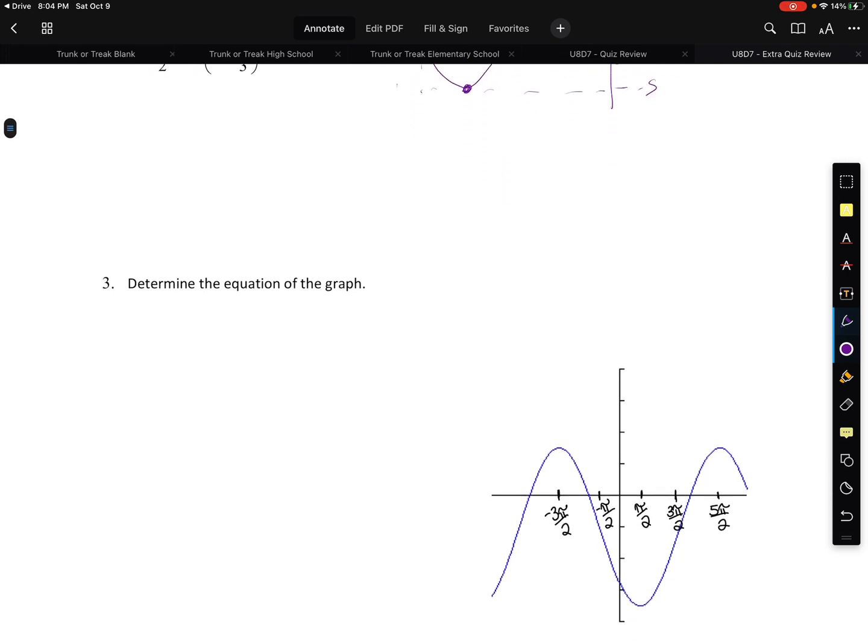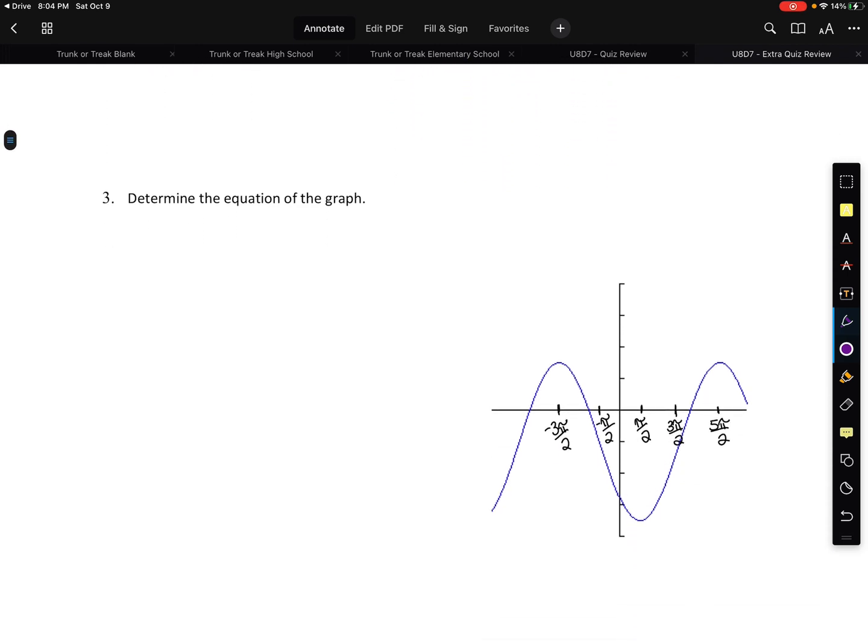Alright, skipping 2, jumping to 3. If I'm looking at this, it looks like it's going from 1.5 to -3.5. On the exam, the scale will definitely be a little bit easier to go with. To figure out my K value, K equals 1.5 plus -3.5 divided by 2. That would give me -1. Then how far off am I from -1? If I'm going from -1 to -3.5, my A value is 2.5.